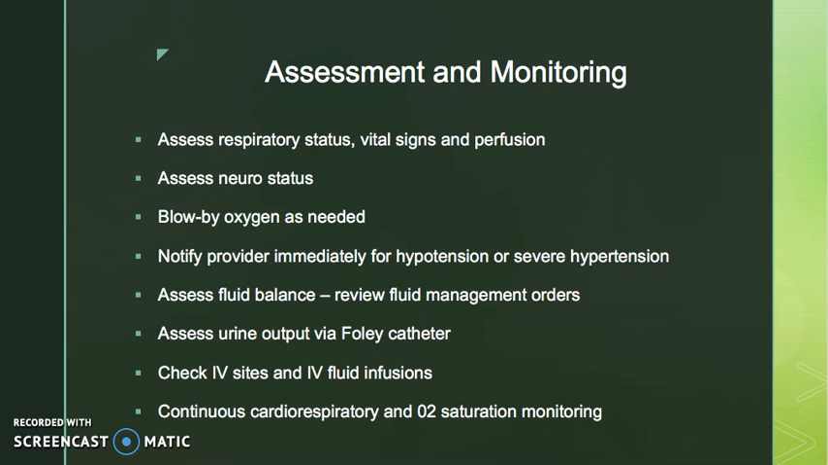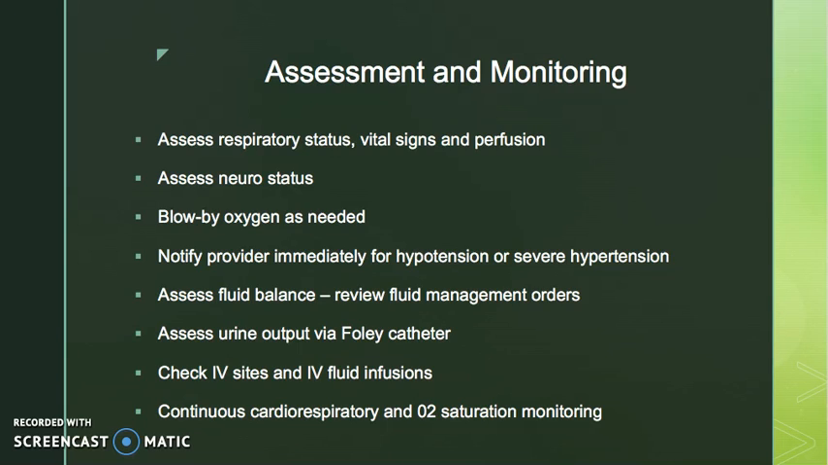Initially, your assessment and monitoring is the most important intervention as the patient arrives from the recovery room. You'll assess respiratory status, oxygenation, and vital signs. You'll check the patient's neurostatus, making sure that they are arousable to gentle stimuli. Give blow-by oxygen as needed for low saturations or respiratory suppression. Notify the provider from the transplant team immediately for any initial concerns, especially with vital signs and blood pressure.